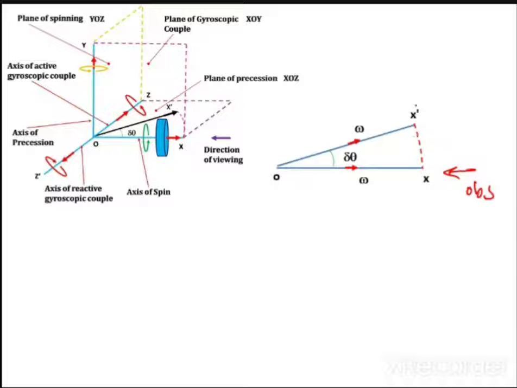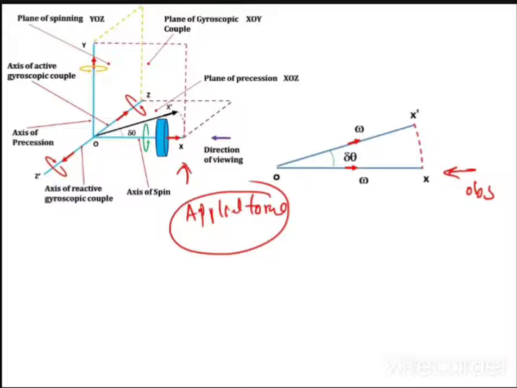Now what is the theory? When the disk is spinning about the axis of precession OY, how is it done? Because you are applying a torque, right? Let us say you are applying a torque to this axis of spin, OX. So it gets precessed about the OY. So it has got a new position. This applied torque is called the active gyroscopic couple. Now, because of this applied torque, an opposite and equal torque will be created. That is called the reactive gyroscopic couple.